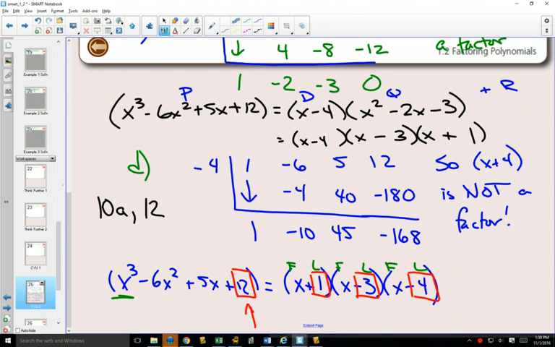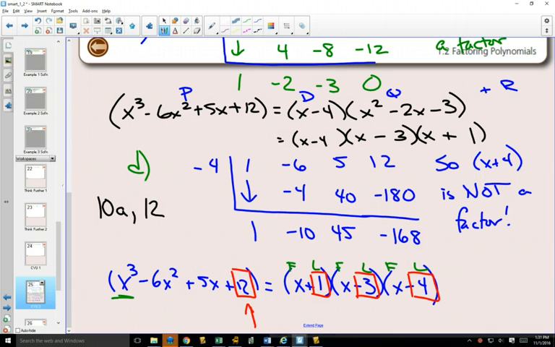So we have to look at that last number and say, what are all the ways that we can multiply to get 12? In other words, what are all the factors of 12? 1 and negative 1, 2 and negative 2, 3 and negative 3, 4 and negative 4, 6 and negative 6, 12 and negative 12. And those would be all of the possibilities that you would have to try with the remainder theorem or with synthetic division until you find one that works.